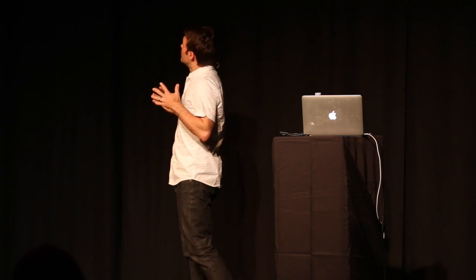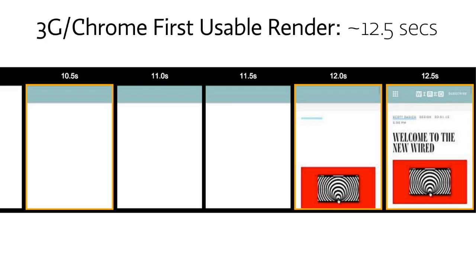And actually, this is not poking fun at Wired in particular. This is actually pretty average for a site of that scale. So I just chose this one because it didn't happen to have these optimizations applied. But you can see it renders usable content on 3G, on Chrome, on Android, around 12.5 seconds.